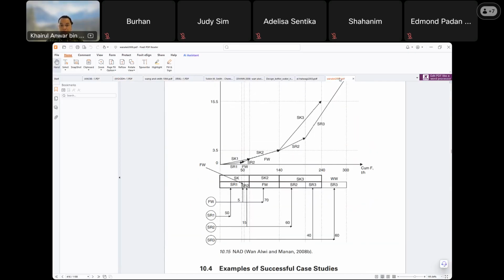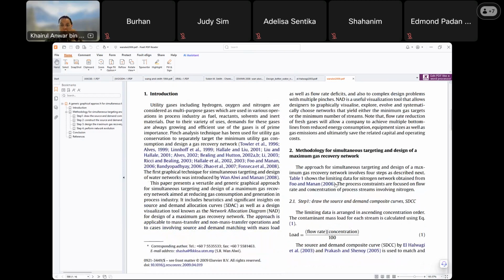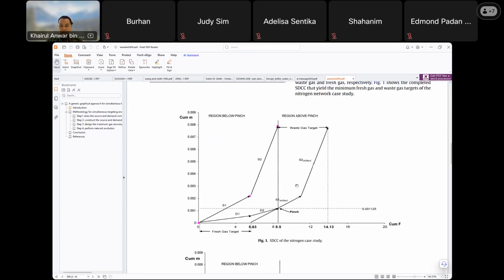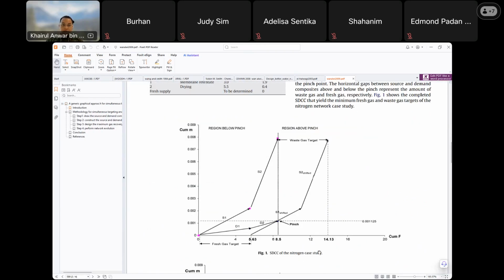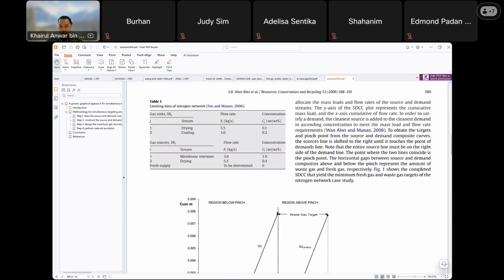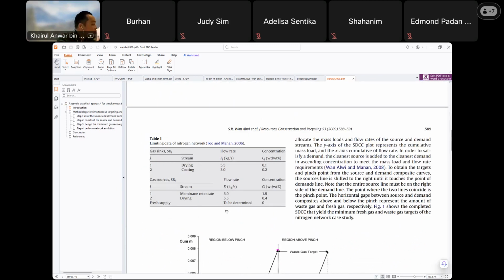Go to the paper bundle earlier. In this paper, we introduce the network allocation diagram. The first step is to draw the source and demand composite curve, SDCC. This is one SDCC of nitrogen, the nitrogen case study with two environmental.